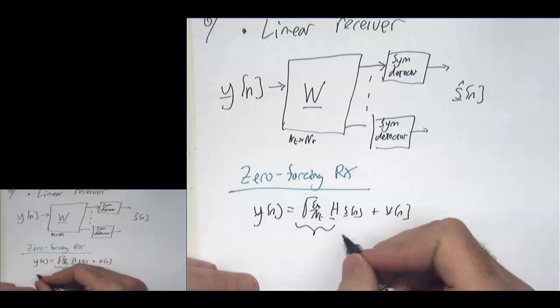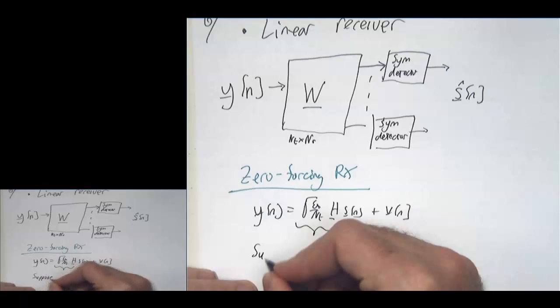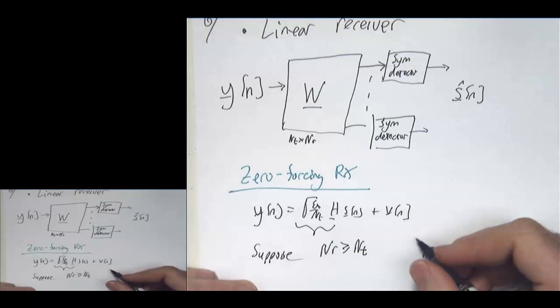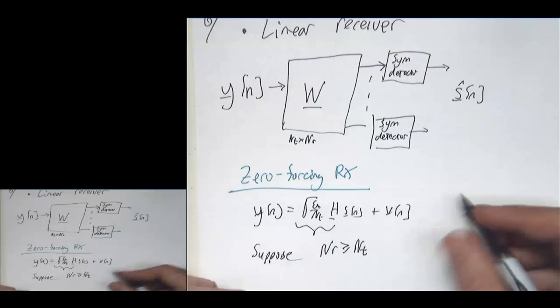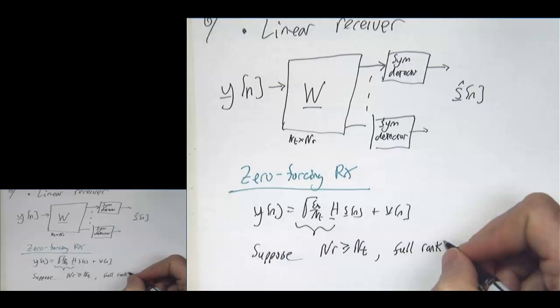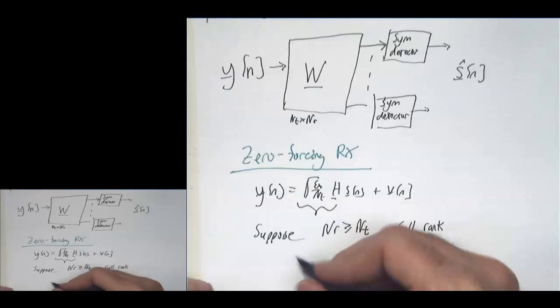So first of all, we're going to suppose that the number of receive antennas is greater than or equal to the number of transmit antennas, so that our channel is either square or tall. And further, we're going to suppose that it's invertible, or at least full rank. Then we can solve this problem.